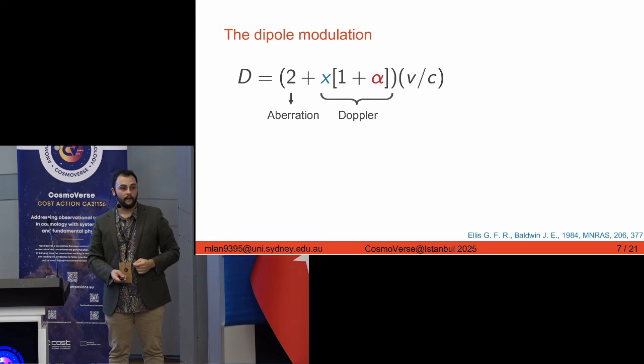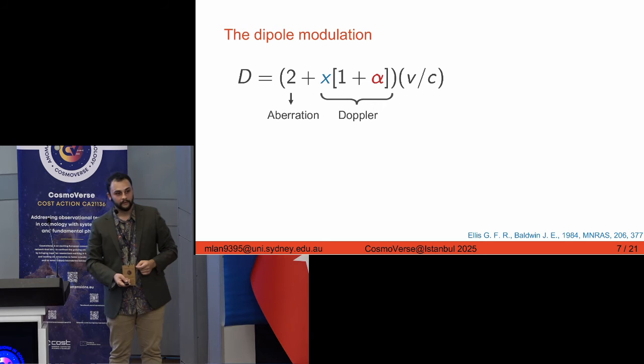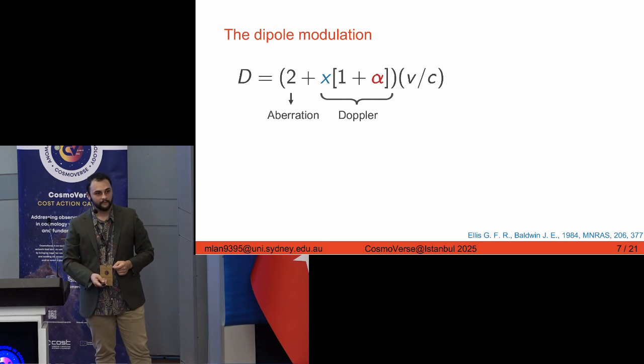Regarding that, have you looked at the size of the quadrupole, for instance, and octupole, the higher order multipoles, to get a hint of what your systematics are there?